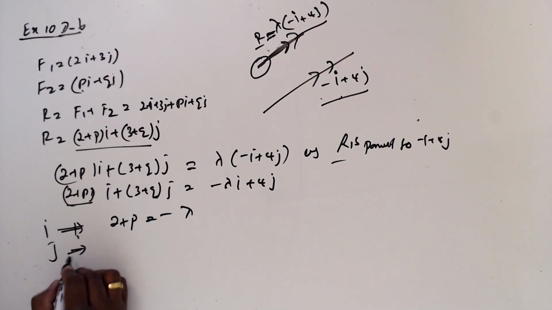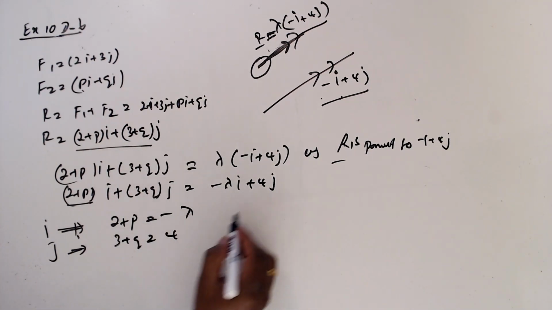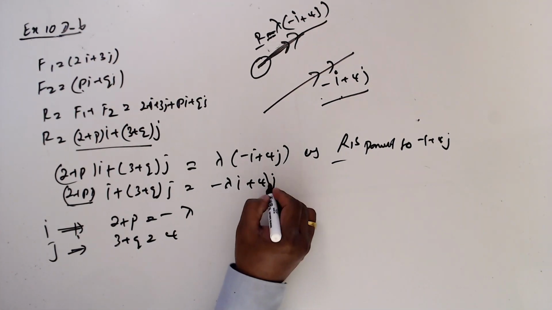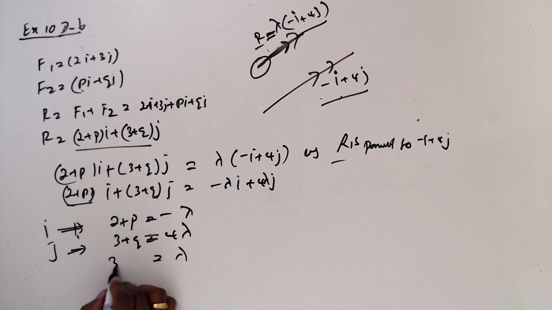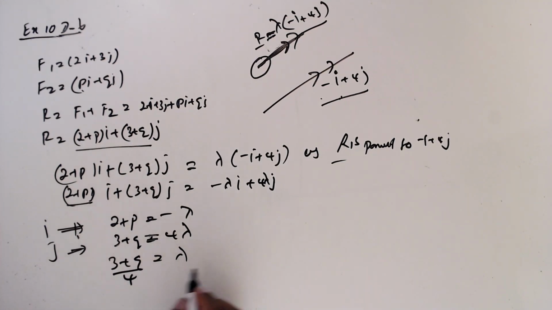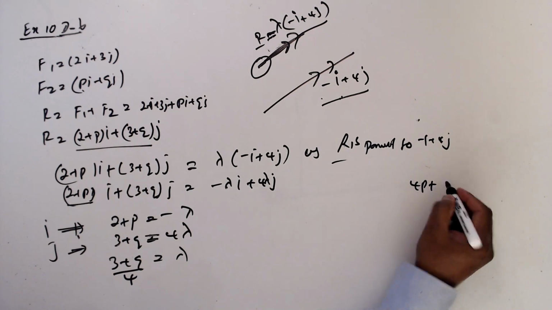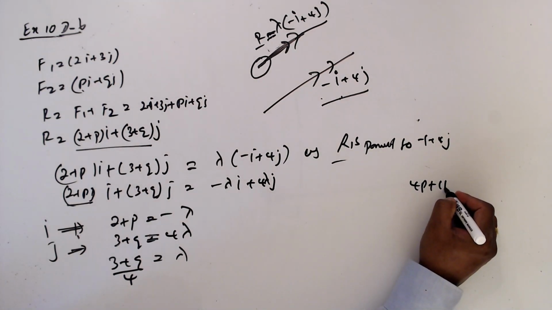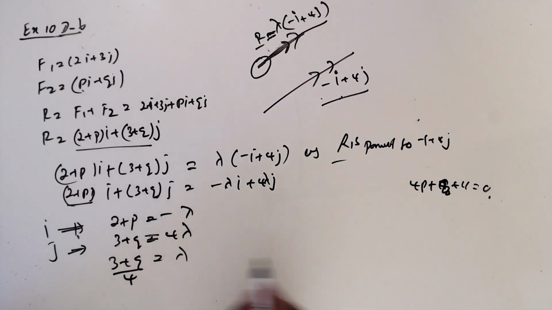You can write 3 plus Q equals 4 lambda. So from here you can write lambda equals (3 plus Q) divided by 4. We want to show that 4P plus Q plus 11 equals 0. In here there is no lambda or any other symbol.